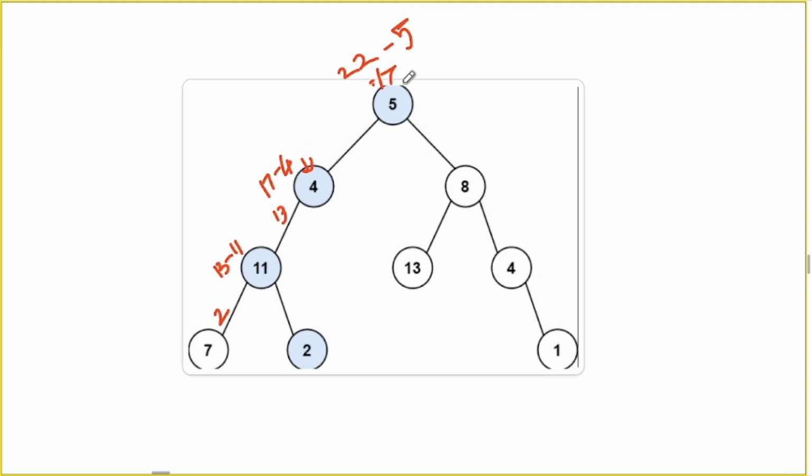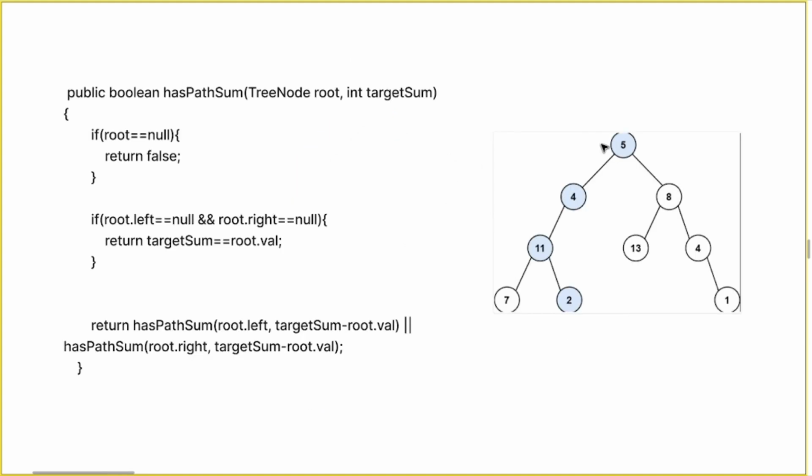Okay, so we will have first 5 as our root. So yeah, after subtraction we will have 17. Then we will subtract the next node's value. Then we will go to the next node. We will subtract the next node's value. So we have 2, right? At last we have 2. So we are checking whether it is equal to the leaf node or not. Yes, here it is equal, right? So what does it mean? This path forms the target sum. Let's translate our logic into code.